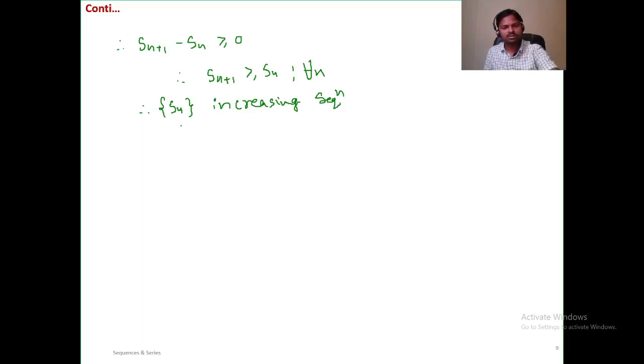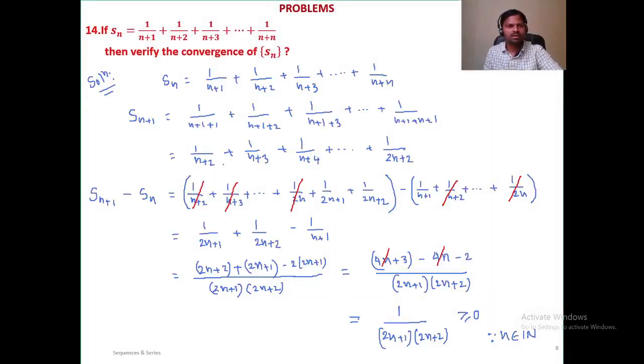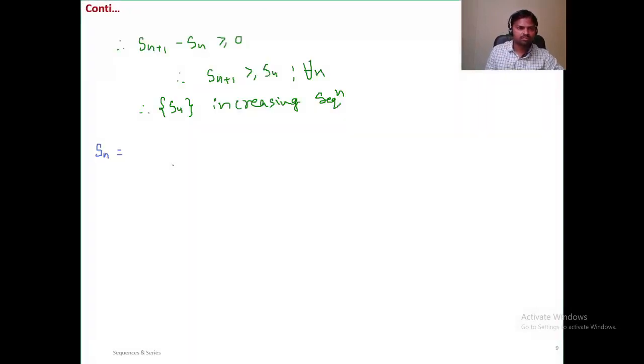Now let us verify whether it is bounded above or not. So what is Sn now? Sn is the nth term of the sequence starting with n plus 1. So 1 by n plus 1, next term is 1 by n plus 2, plus 1 by n plus 3, plus up to so on. The last term is 1 by n plus n. So this is the nth term of the sequence.